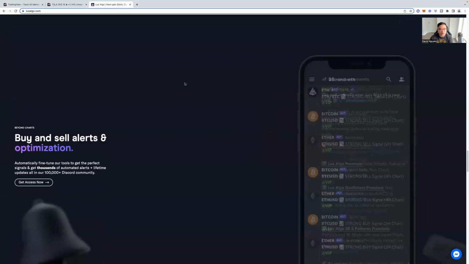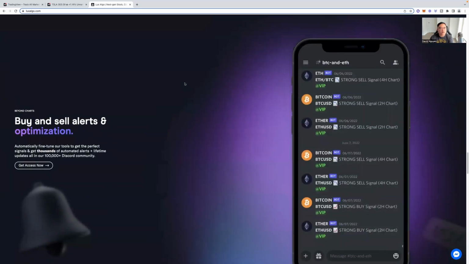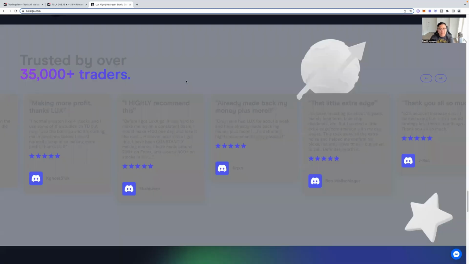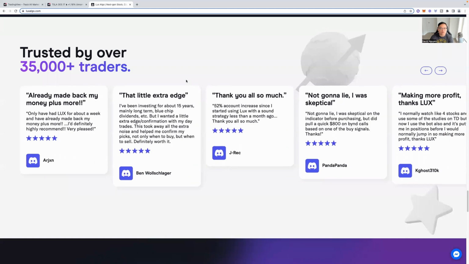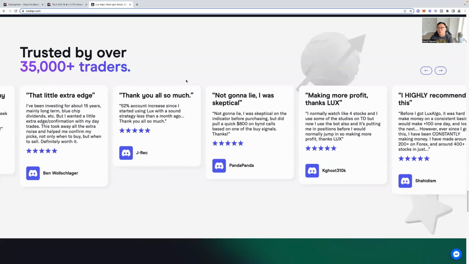And I'm still subscribed to it, so I really like it. It also comes with a Discord community of 100,000 plus, so you can utilize other people's skills for yourself and see what's going on, what people are bullish on, what people are excited about, so you can make the right choice for your investment. It comes with all that and a lot of positive feedback as well. 35,000 plus traders utilizing it.